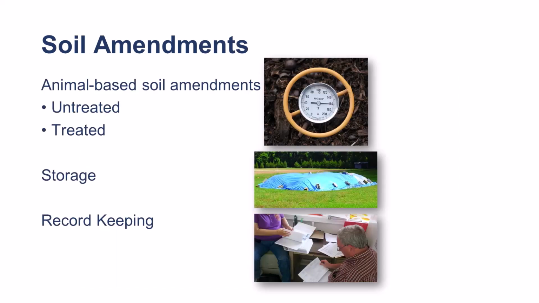When considering the risks associated with the soil amendments you are using, you first want to identify if they contain any materials of animal origin, and if your soil amendments are treated using a process such as composting. You will also want to consider how you store your soil amendments and the necessary records that need to be kept.